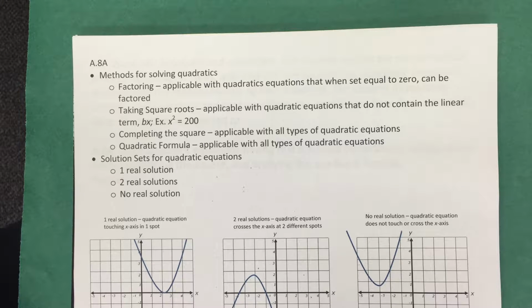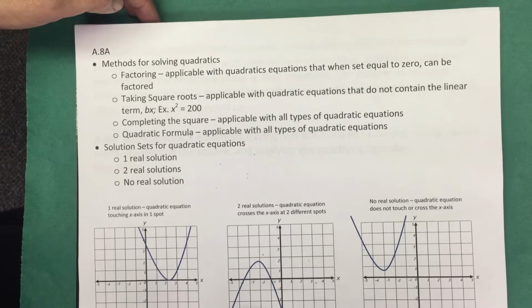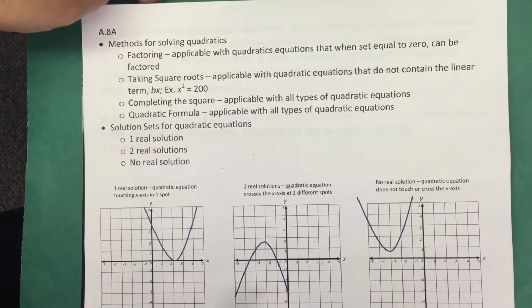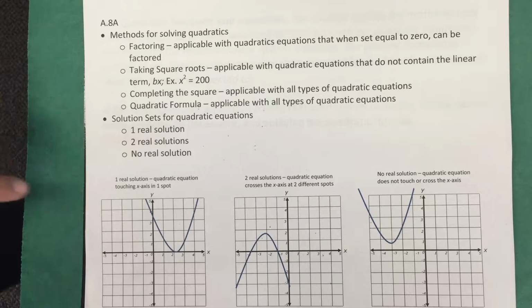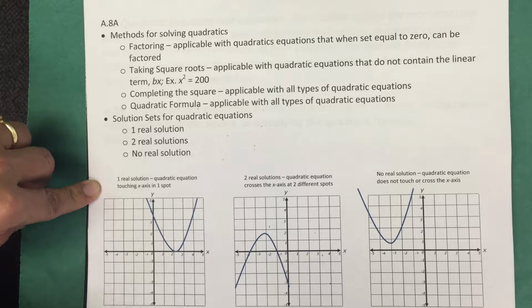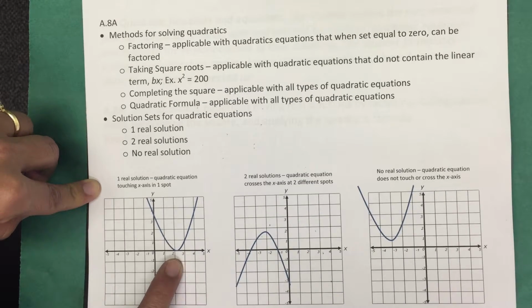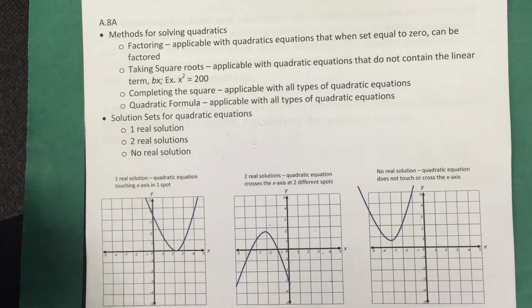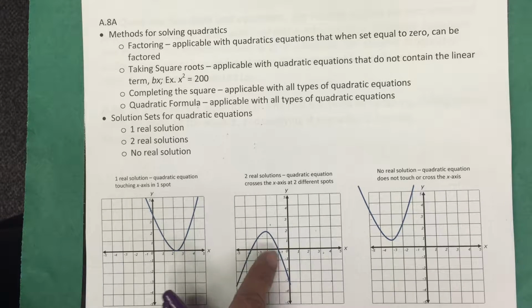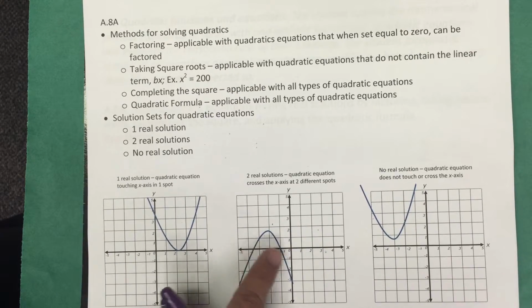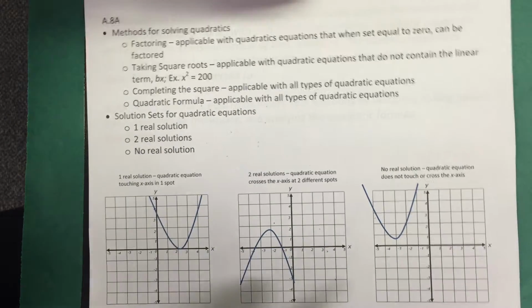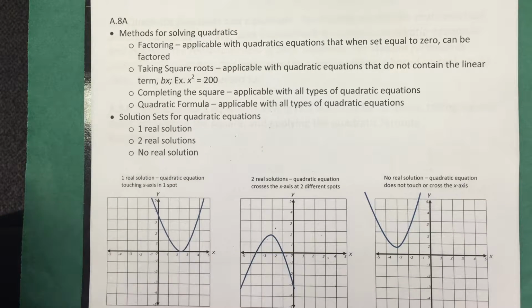So quadratics may have one real solution, two real solutions, or no real solution. Let's take a moment to look at the solutions graphically. For one real solution, that means that the quadratic equation touches the x-axis in one spot, as shown right here. For a quadratic that has two real solutions, the quadratic equation crosses the x-axis at two different spots, and those two spots are our solutions. For a quadratic that has no real solution, the quadratic equation does not touch or cross the x-axis at all.